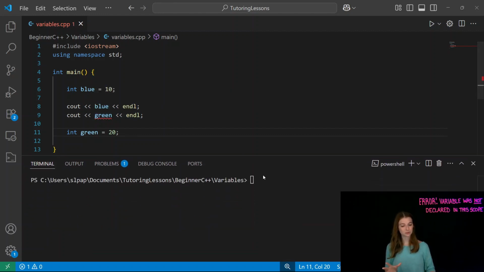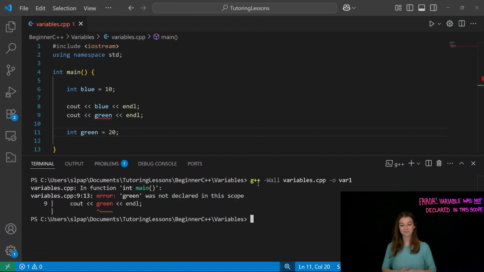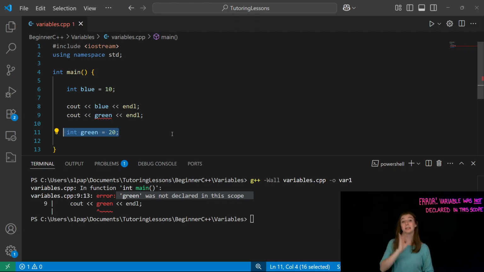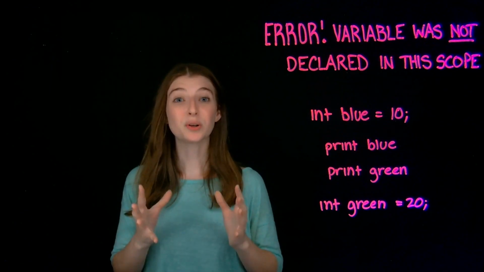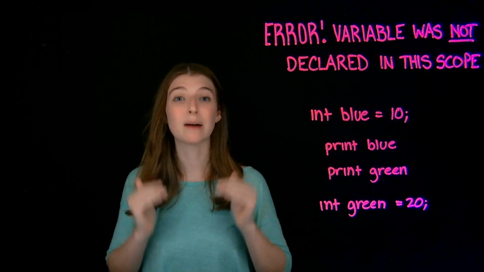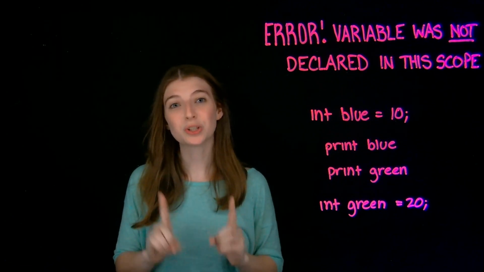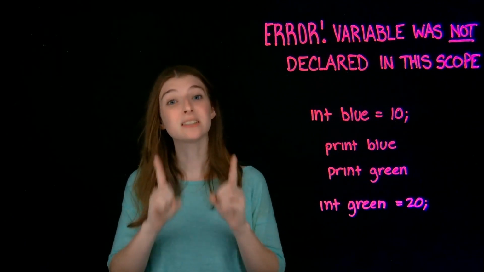I'm going to run this program, and there's my error. Error: green was not declared in this scope. But why is this? I technically do have a green variable. It's just created below the reference. Now, computers will read programs top to bottom. Unless they are told to go somewhere else, they will read it top to bottom.